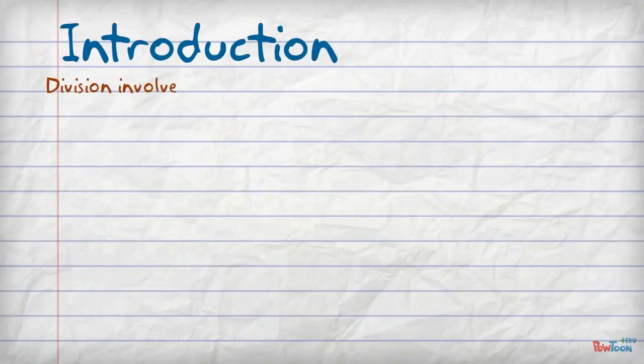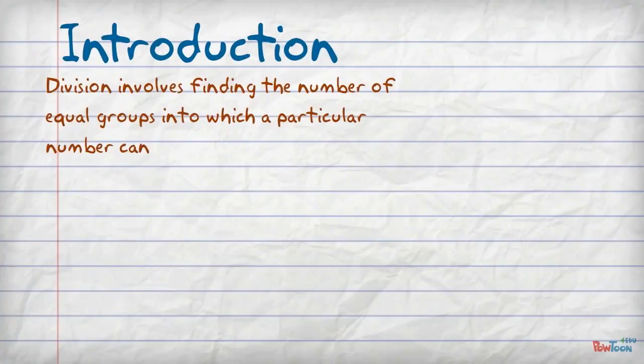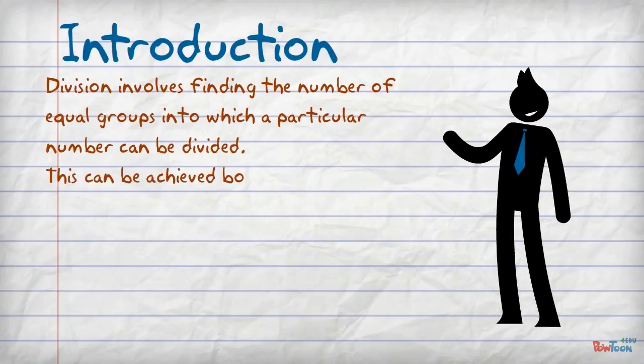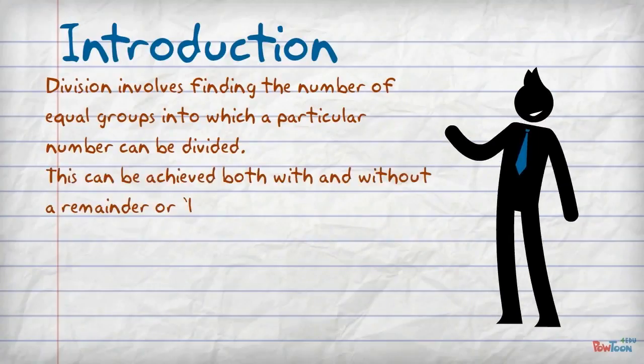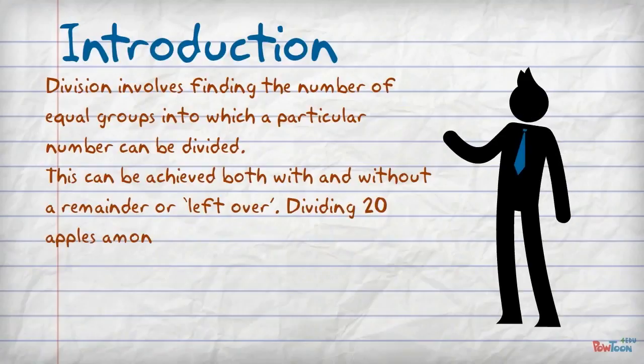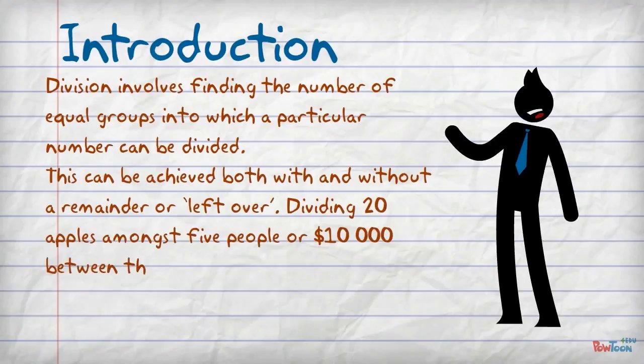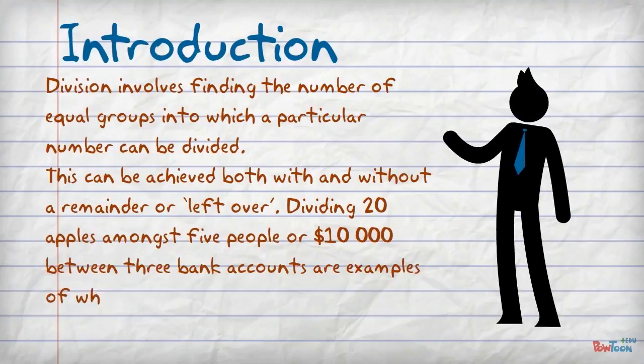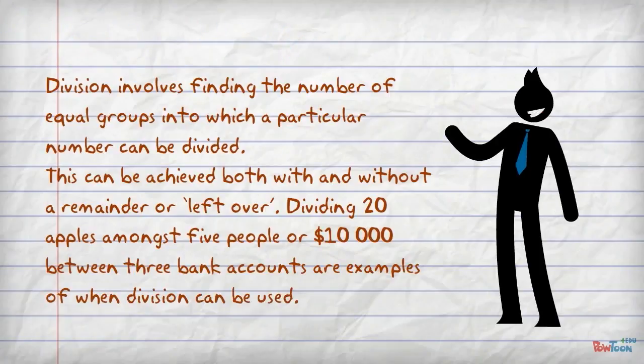Division involves finding the number of equal groups into which a particular number can be divided. This can be achieved both with and without a remainder or leftover. Dividing 20 apples amongst 5 people or 10,000 between 3 bank accounts are examples of when division can be used.